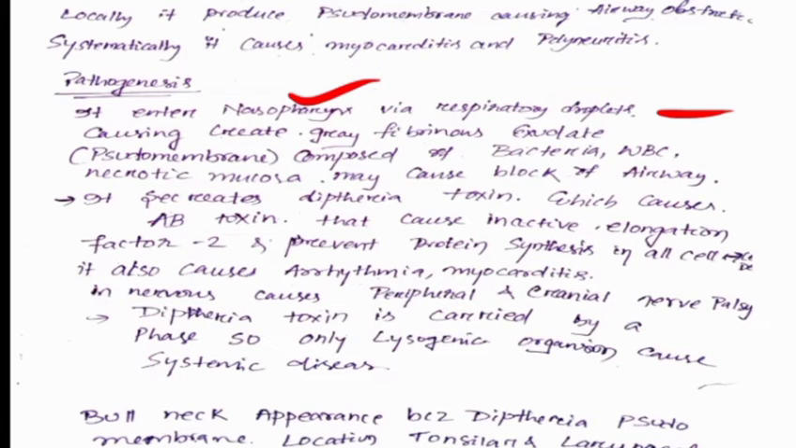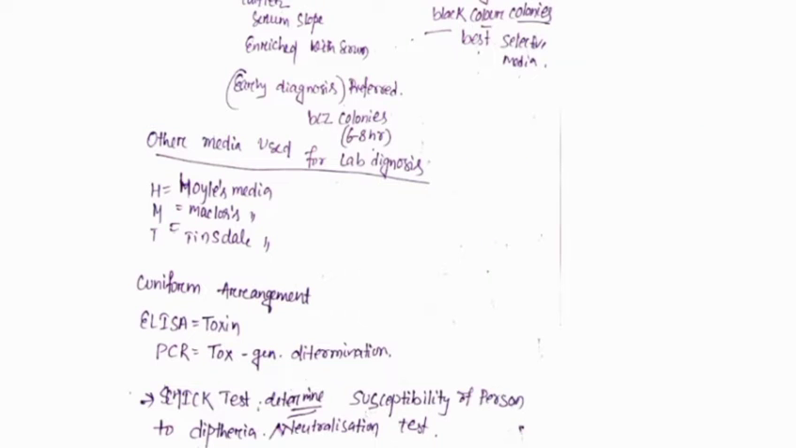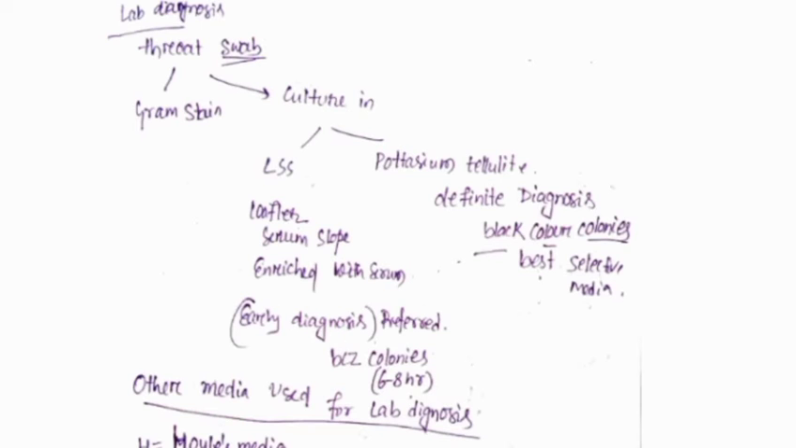So what is bull neck appearance? It is the production of pseudomembrane in the tonsillar and larynx area that causes the bull neck appearance. An important, mostly asked question: which bacteria causes bull neck appearance? Now the second part we discuss is lab diagnosis. How will we diagnose the presence of diphtheria bacteria? By taking a throat swab.